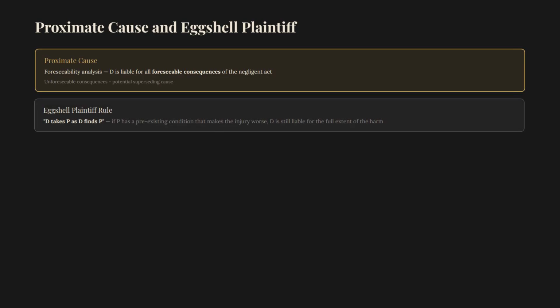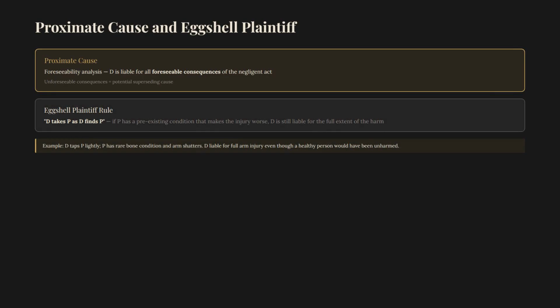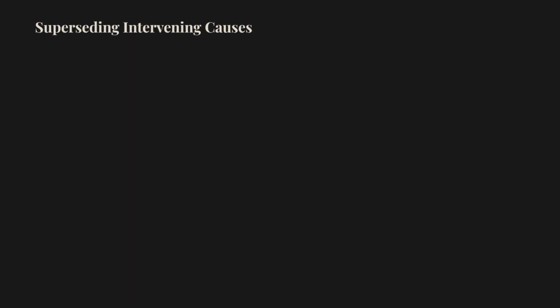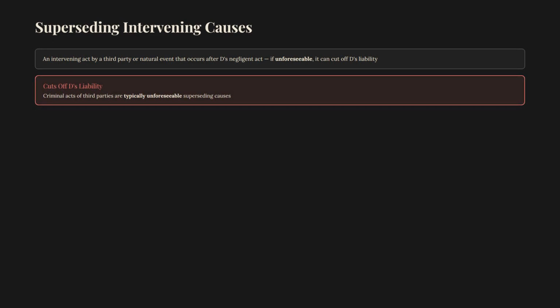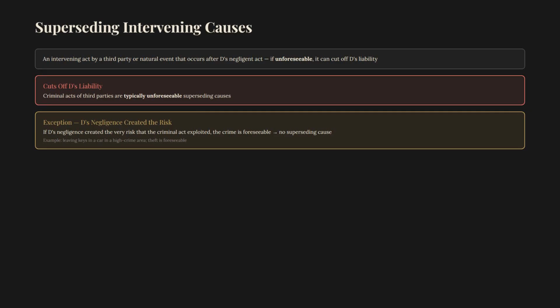D is liable for all foreseeable consequences of the negligent act. The eggshell plaintiff rule means D takes P as found. So if P has a pre-existing condition that makes the injury worse, D is still liable for the full extent. And superseding intervening causes can cut off D's liability if they're unforeseeable. Criminal acts of third parties are typically unforeseeable superseding causes, unless D's negligence created the very risk that the crime exploited.